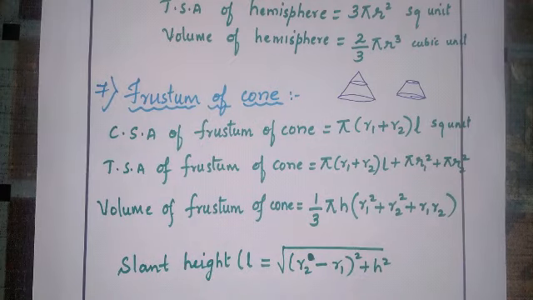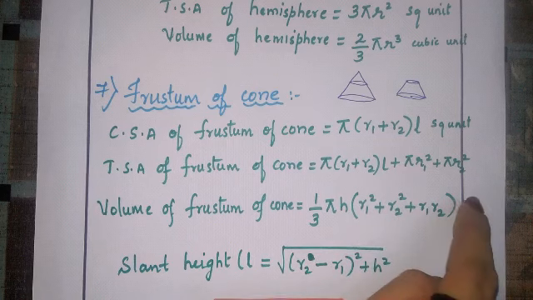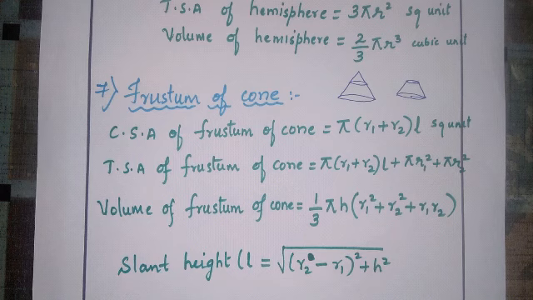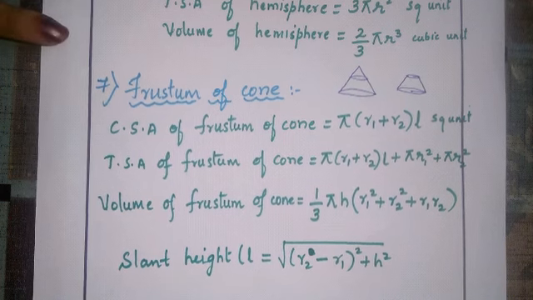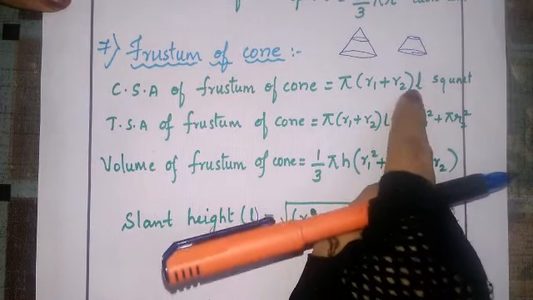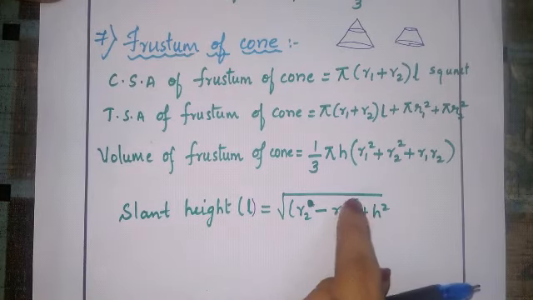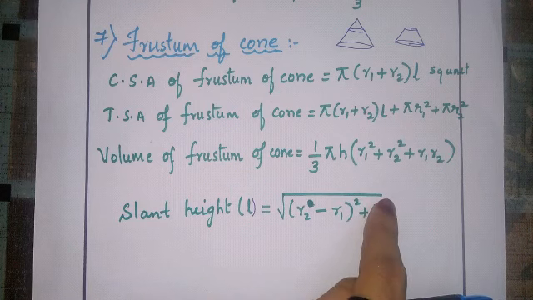Surface area and volume: one formula is a 100% sure question in the exam. They'll just ask for the formula: write the formula for volume of frustum of cone. At that time, 1 by 3 pi h(R1 square + R2 square + R1 into R2). Based on this, a problem will also come, but one formula will surely come. To find the slant height for frustum of cone, when they do not give l, what you have to do is: root of (R2 minus R1) whole square plus h square.